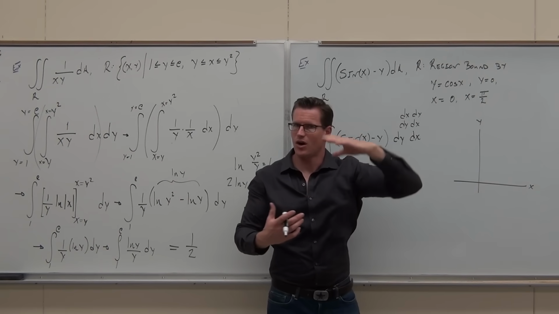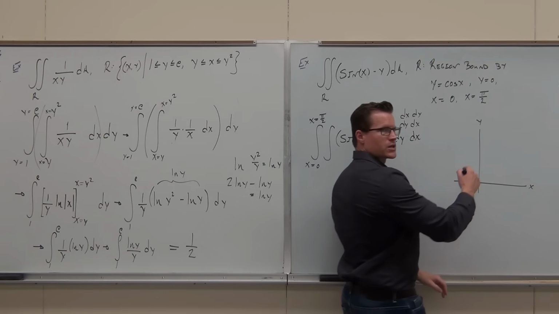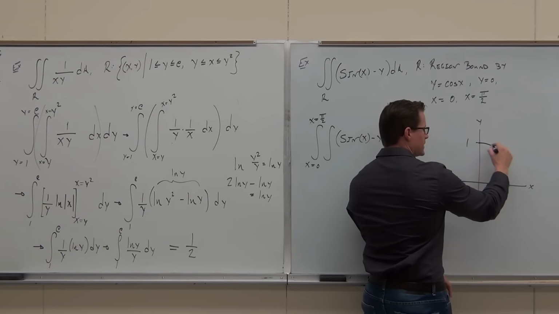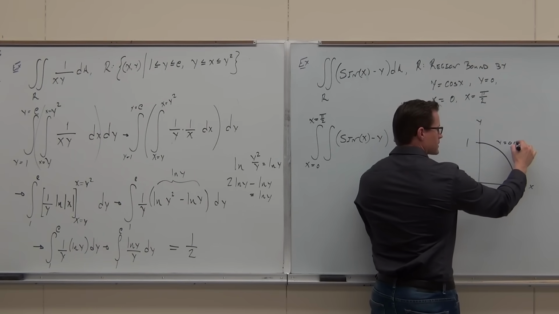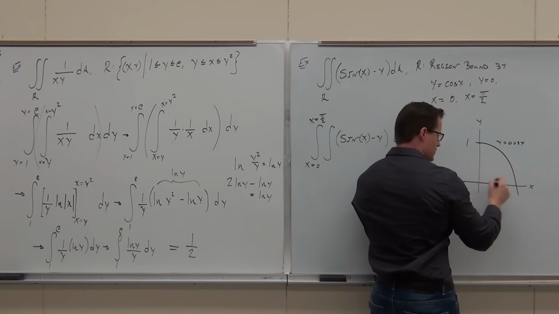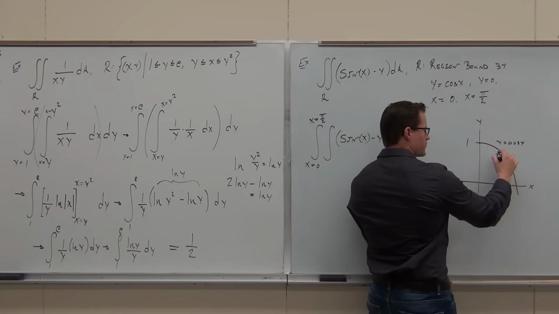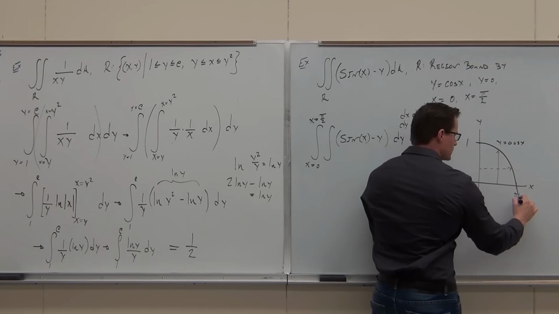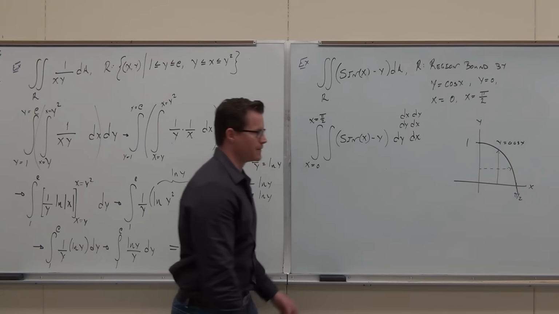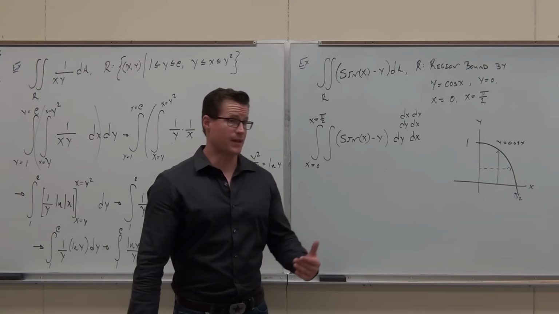Does that make sense? On that interval. If you had to draw it, cosine starts at 1. It basically drops. So here's y equals cosine x. Here's 0, y equals 0. We're going to go this way first, dy first, and then we're going to go along here. That's the idea. That's the picture of that region. That's what we'd be doing.